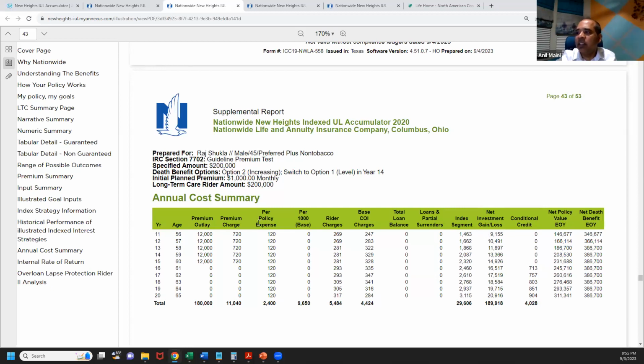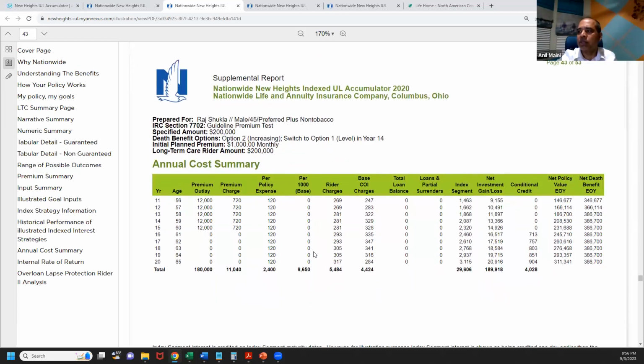And the other cost is just the cost of insurance. In the middle is the base cost of insurance charges, per 1,000 base. These are the rider charges, LTC and the accidental death benefit rider charge. So at age 60, the cost of insurance is only about $328 for the whole year. And the death benefit was for 300K. What was the death benefit? Initial was 200K. I think we increased to 300. No, now it is 280.